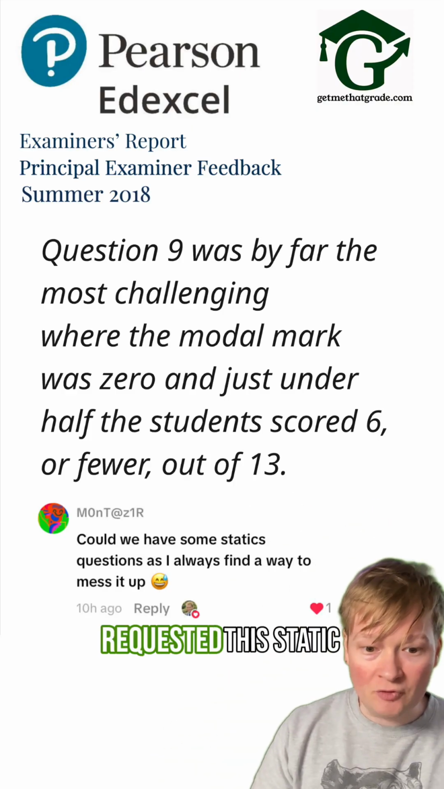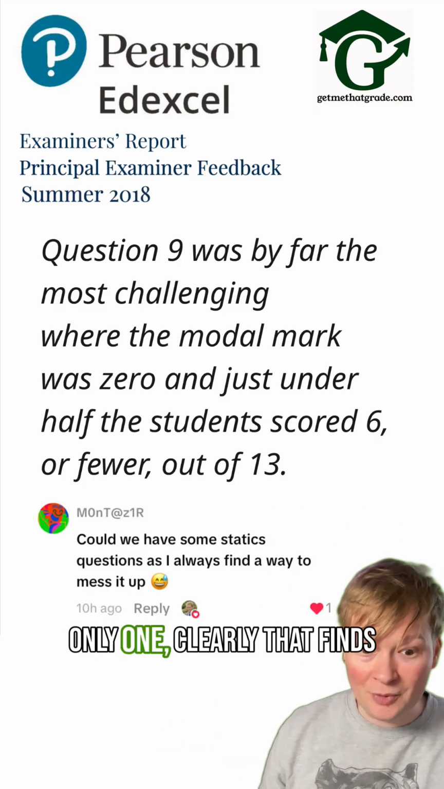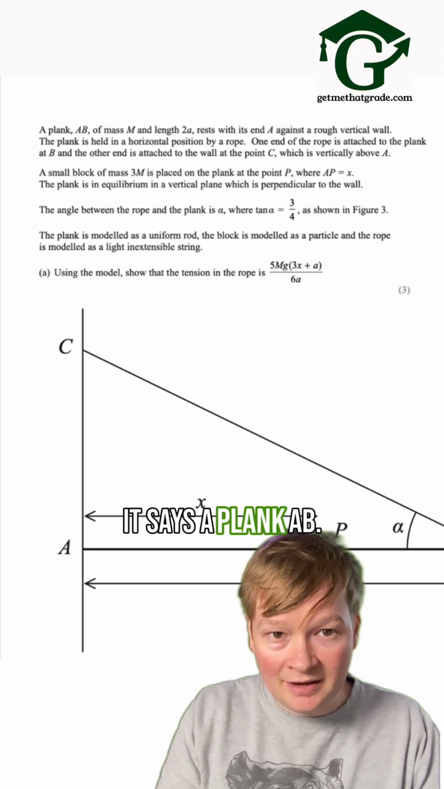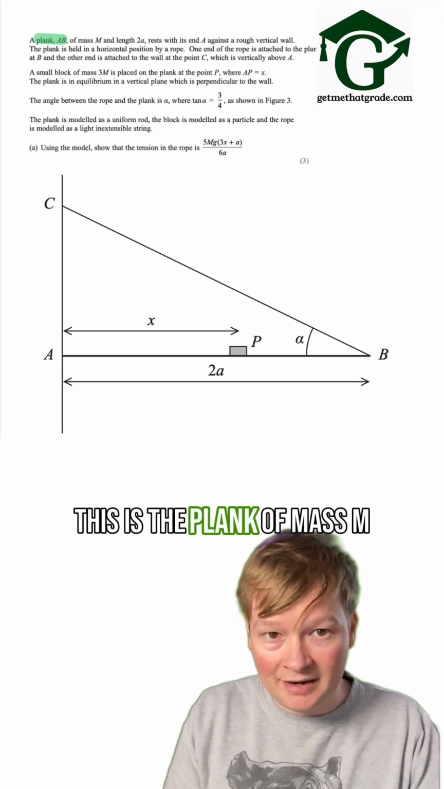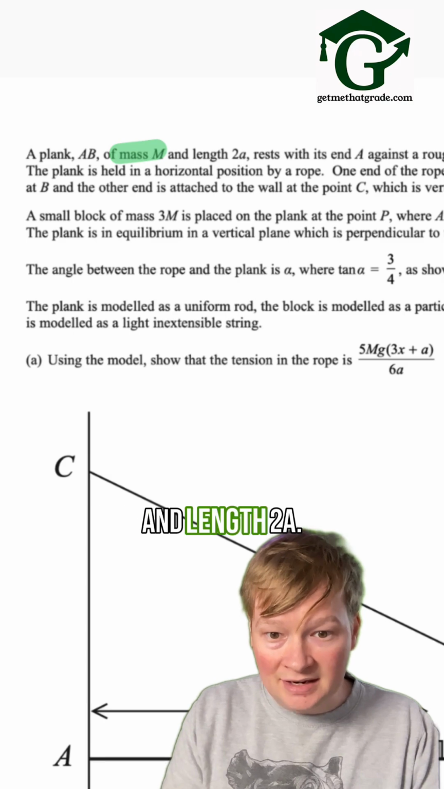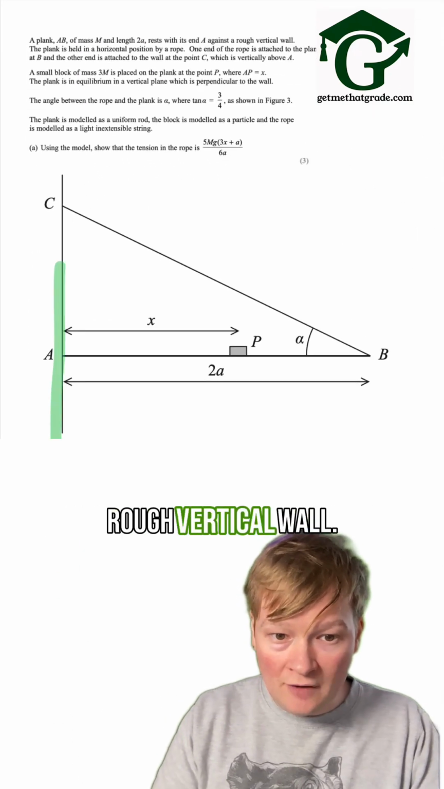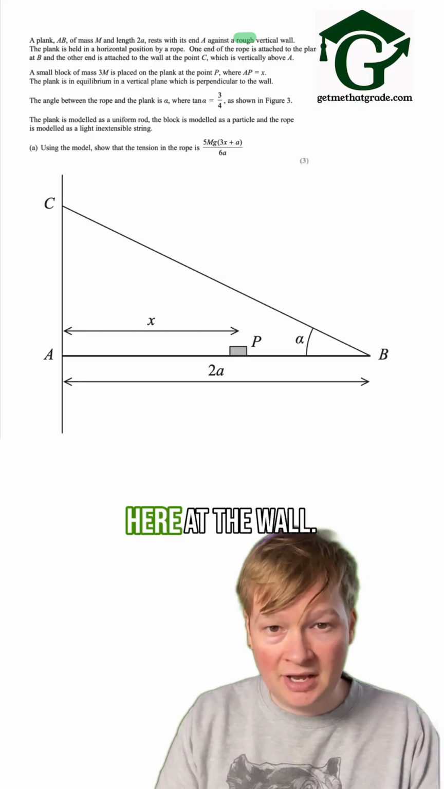Thanks to this person who requested this statics question, you're not the only one, clearly, that finds a way to mess it up. Let's read through the question. It says, a plank, AB, so that's what we've got here, this is the plank, of mass M and length 2A, rests with its end A against a rough vertical wall. So we've got some friction here at the wall.